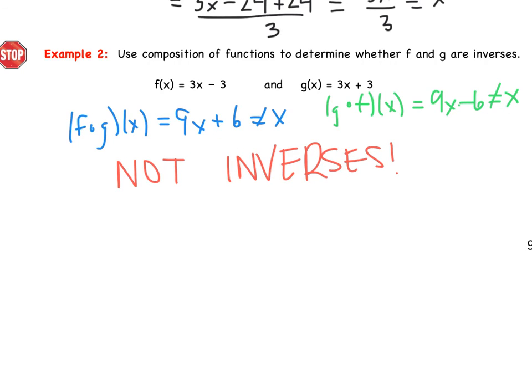Just want to make a note, if you had solved for one of these, say f of g of x, and found that it did not equal x, that would be enough proof to show that these are not inverses, because even if g of f of x then equaled x, since f of g of x does not equal x, we do not have an inverse relationship there.